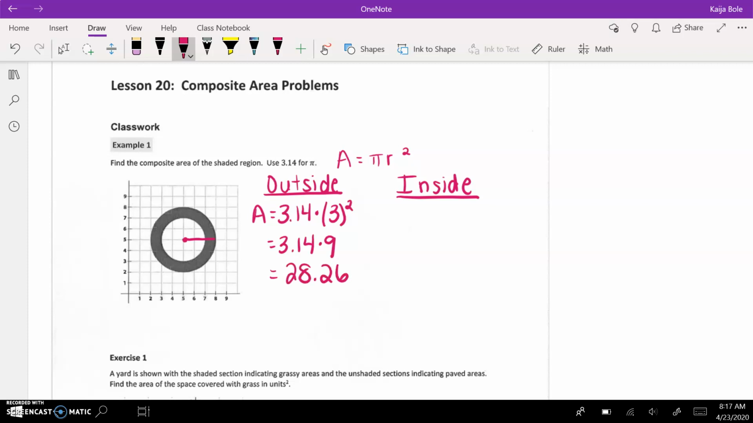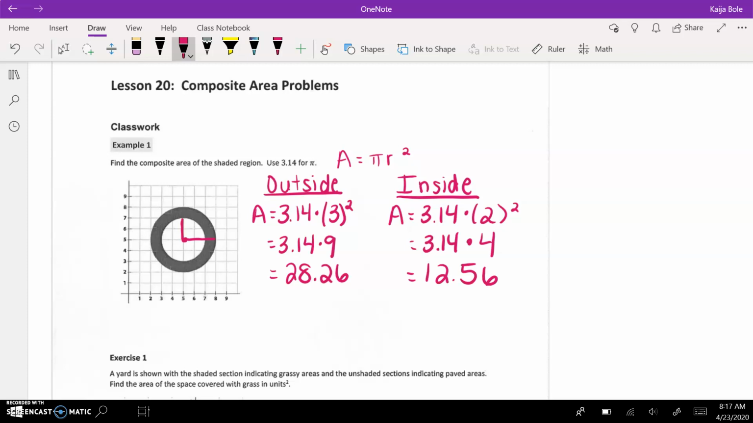28.26. Okay, now my inside circle, my radius is going from the middle just to where the shaded region starts. So this would be A equals 3.14 times 2 squared, which would be 3.14 times 2 times 2 is 4. So 3.14 times 4 gives you 12.56.